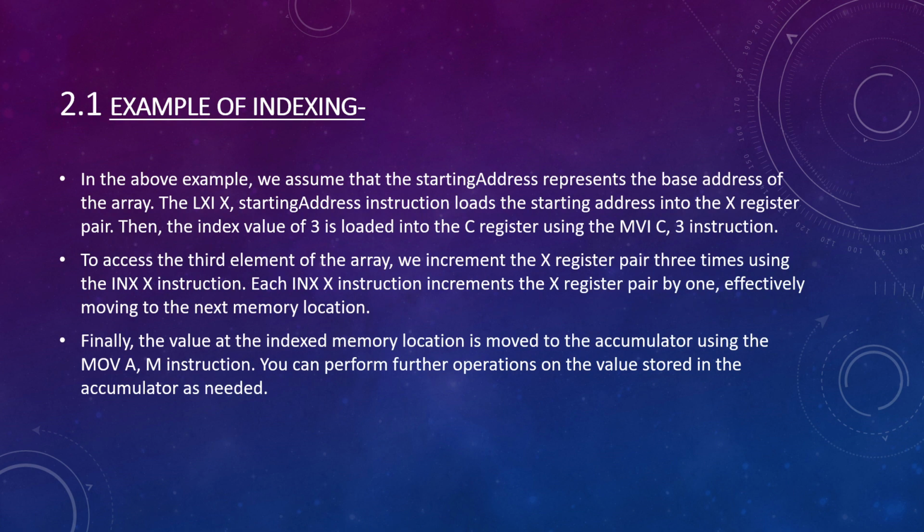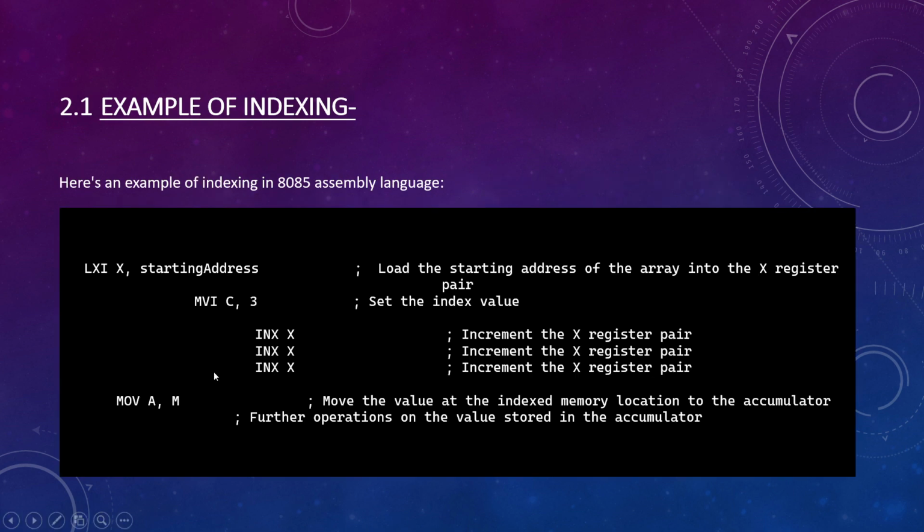For example, here we are incrementing 3 times. That means our array size is 3, and we increment the X register pair and traverse all the array, and finally we move the indexed memory location to the accumulator A.